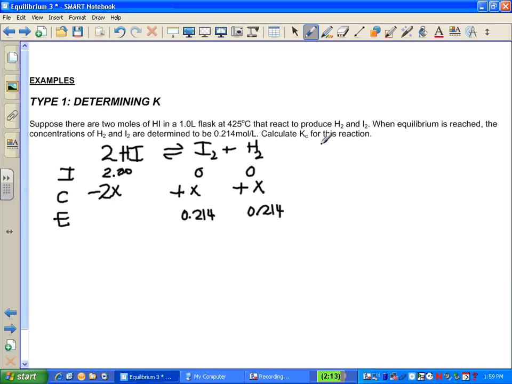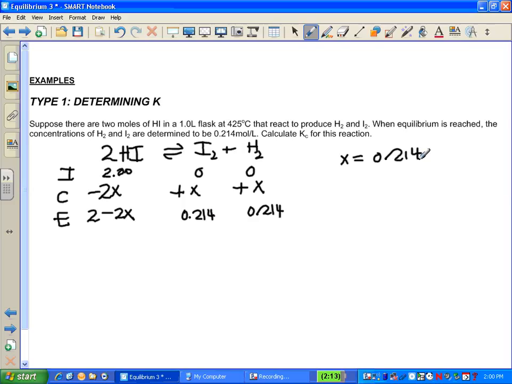Now at equilibrium, the concentration of HI, if we look at the values above, we start with an initial concentration of 2 and we go down by 2x. For the I2 and the H2, we know the values, they are 0.214. Now what you can see here is that the I2 started at 0 and it increased by x, having a concentration at equilibrium of 0.214. From this, we can see that x is actually equal to 0.214.